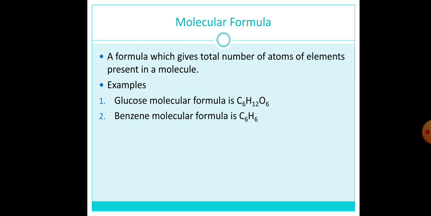In the same way, benzene contains 6 carbon and 6 hydrogen, so its molecular formula is C6H6. In the same way, we have a lot of examples, like H2SO4 contains 2 hydrogen, 1 sulfur atom and 4 oxygen atoms. Water, H2O, has 2 hydrogen and 1 oxygen, etc.